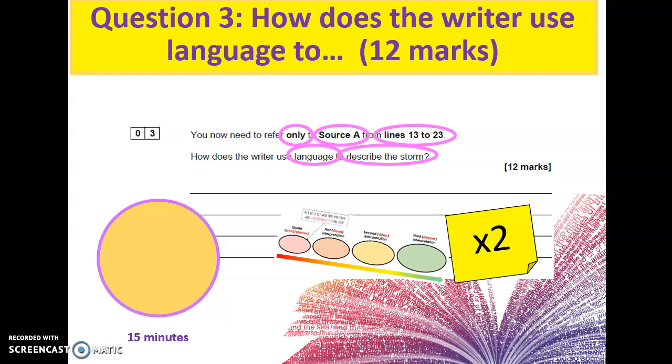Now, you will always be referred to a really specific section of one of the texts. So this isn't a comparative question. This is only about one. So you're looking at source A in this case, but always check that carefully. And you're looking at lines 13 to 23 in your extract. So how does the writer use language to describe the storm? You should be spending about 15 minutes on this question, and you're looking to write at least 2 what, how, why paragraphs. If you can get a third one in there, that would be great to just show that range.